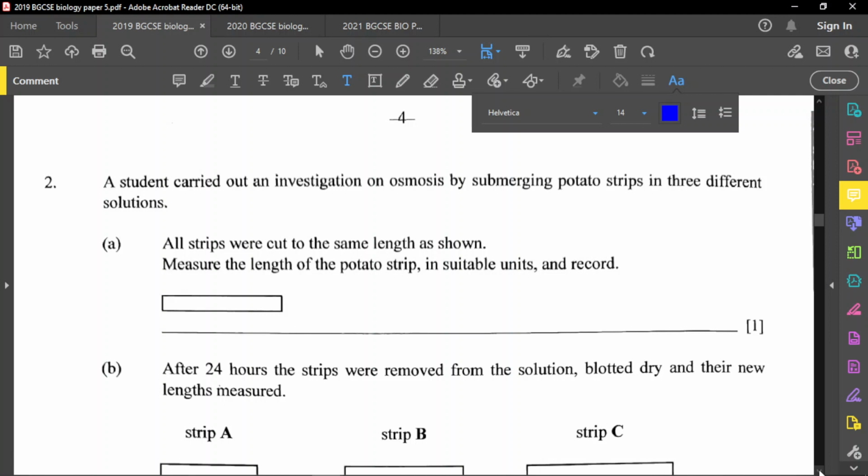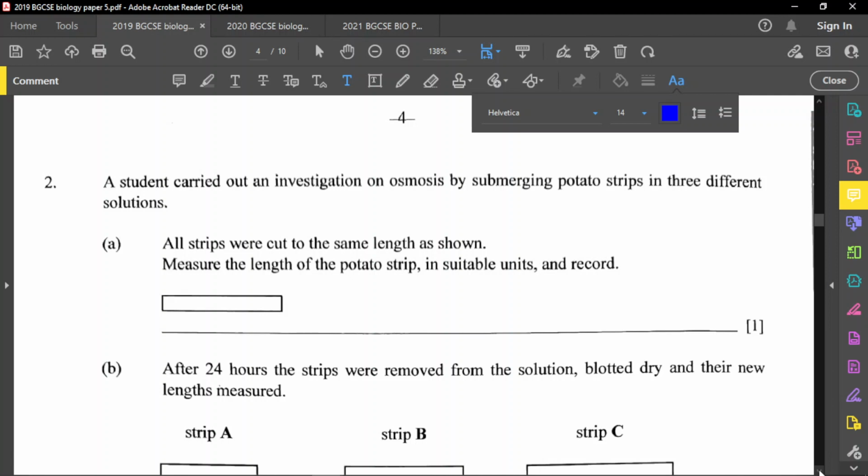All right, for question number 2 now. A student carried out an investigation on osmosis by submerging potato strips in 3 different solutions. And it seems as if paper 5 tends to carry a lot of osmosis questions. So if you notice, this is not the first osmosis question we're seeing here. It's not the first on potato. And I guarantee you're going to see it again.